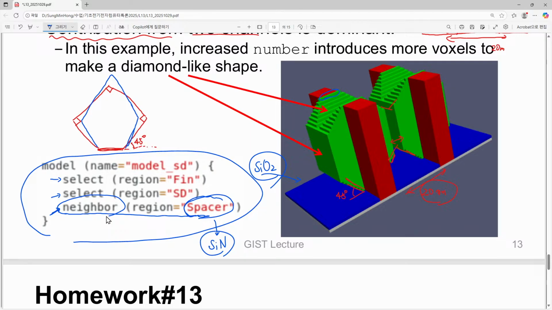But as you can see, this implementation is just on and off, whether that is considered as a neighboring material or not. So in reality, this can be expressed with many different parameters, but our model is quite simplified. That is also a limitation of the current implementation. Okay, that's the current situation, so please understand.